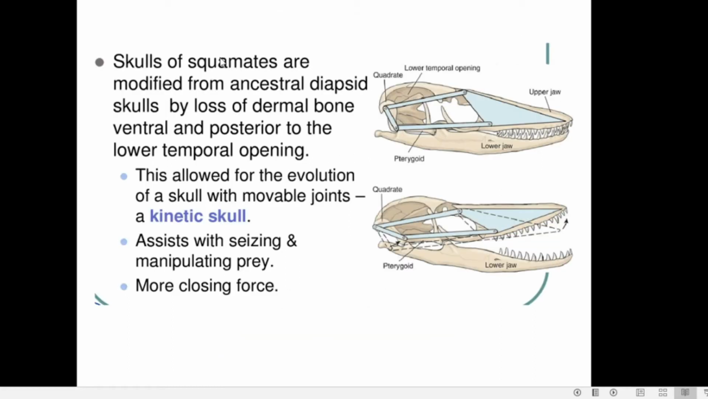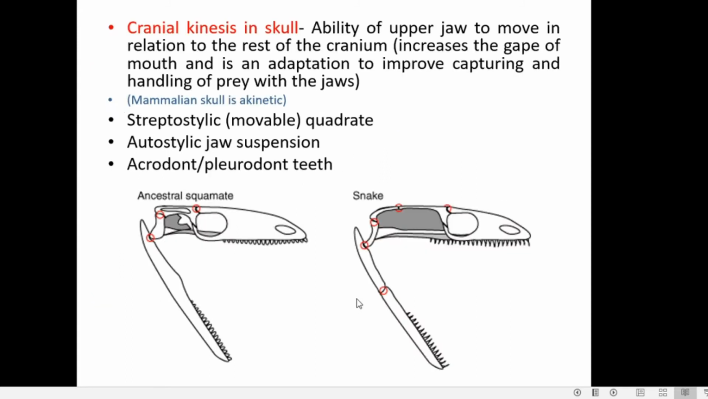As mentioned earlier, the squamate skull is modified from the diapsid skull by the loss of dermal bones which are ventral and posterior to the infratemporal opening, and because of this they have got a special adaptation called kinesis or cranial kinesis, that is, the skull has movable joints, and so the skull is said to be kinetic. This assists them in catching hold of the prey with their mouth, and they can manipulate the prey with their jaws, and the closing of the mouth is also applied with more force.